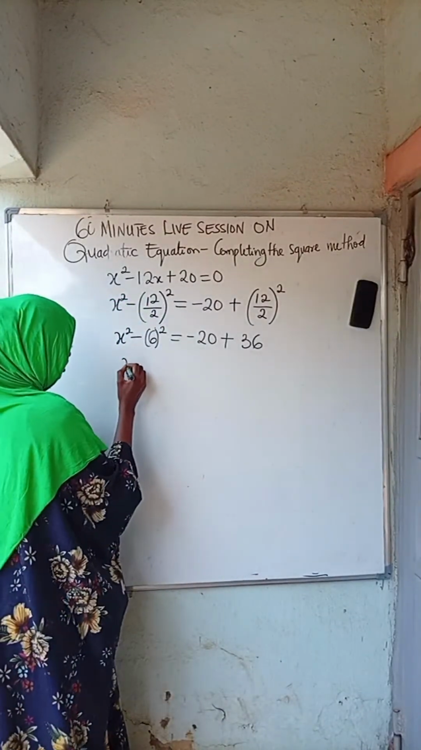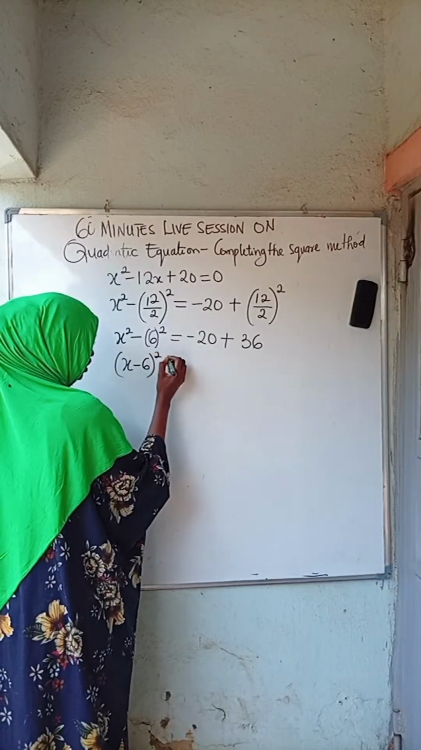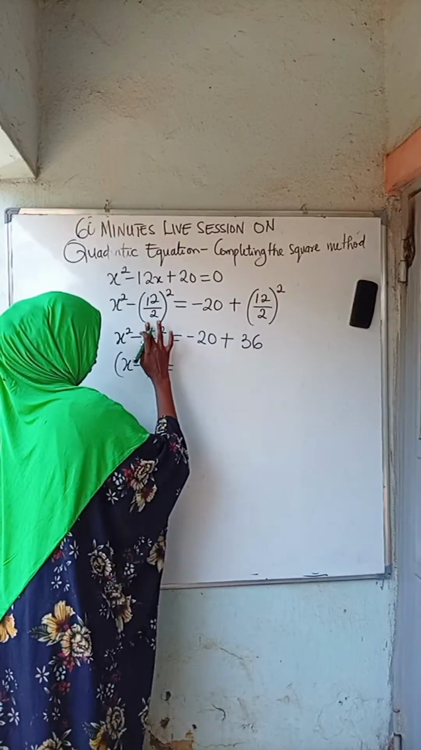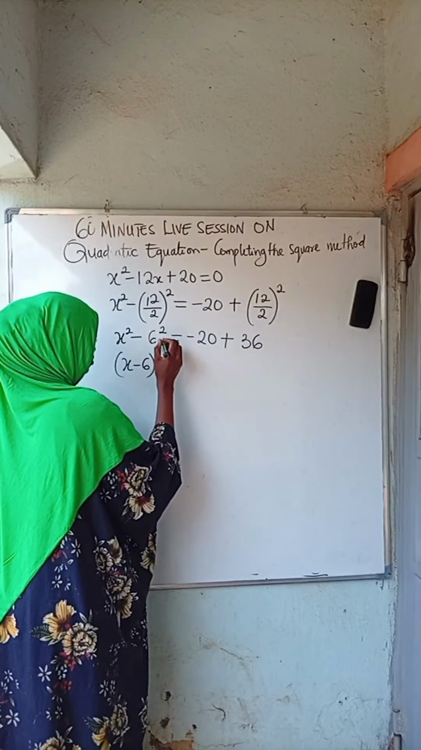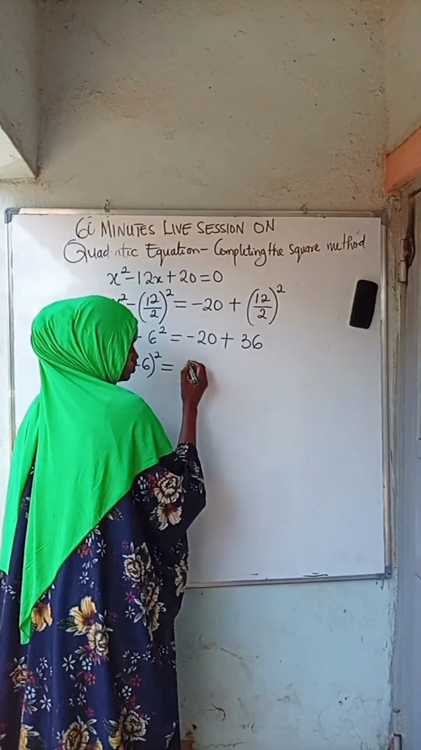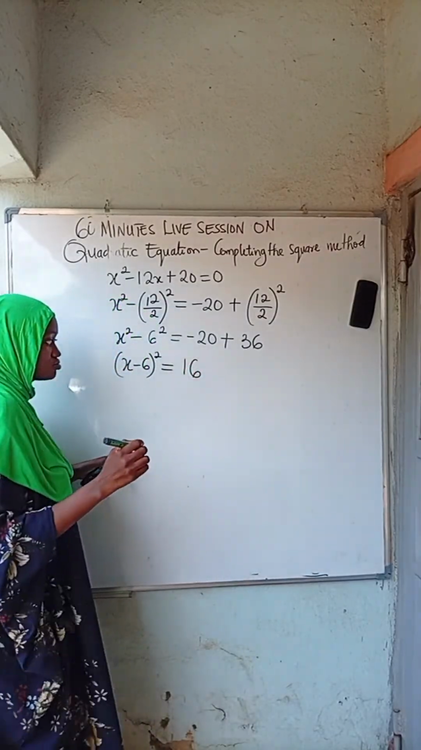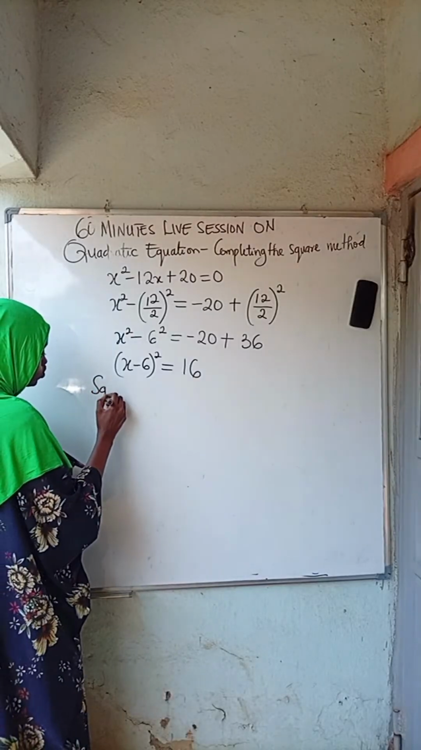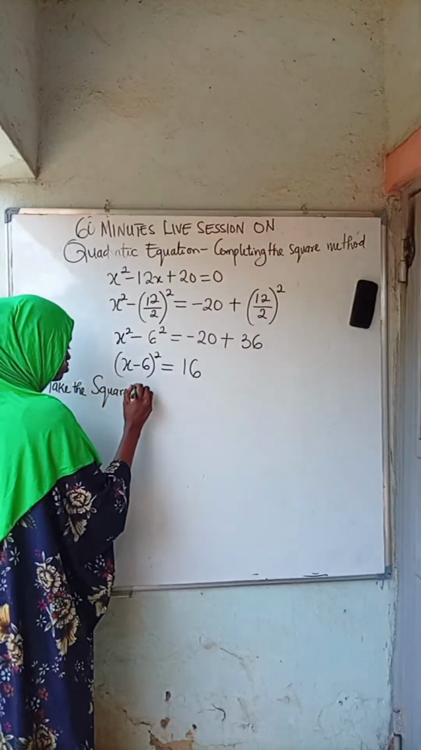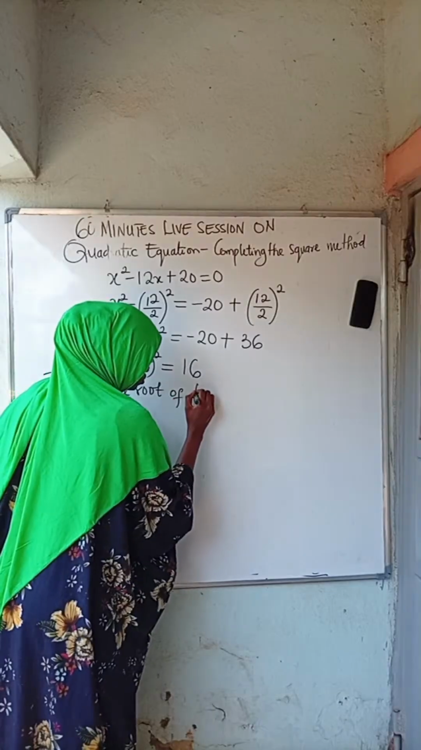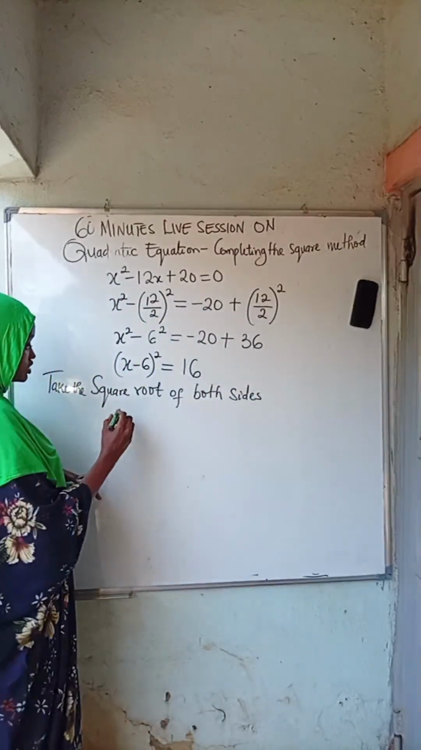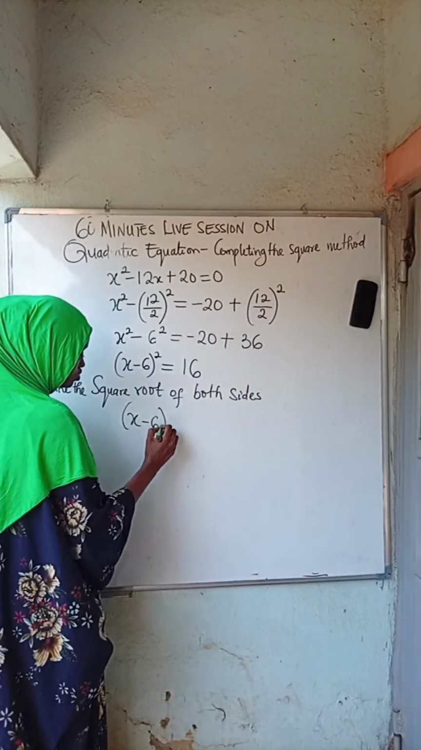So this is the same as saying x minus 6 whole square equal to minus 20 plus 36, which will give us 16. At this point, we take the square root of both sides. So this becomes x minus 6 whole square.